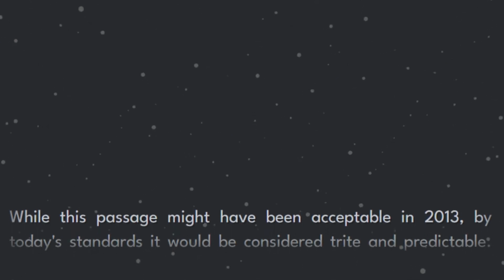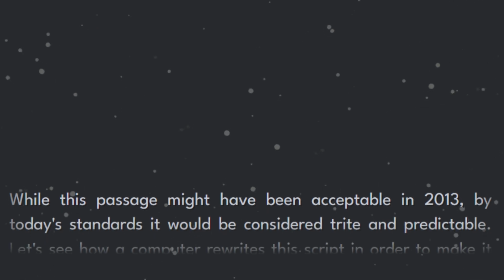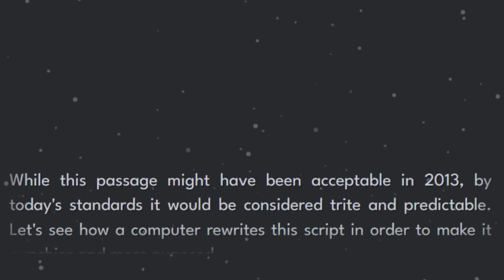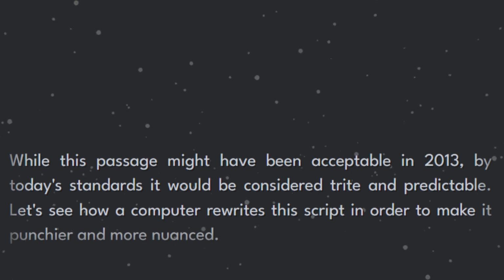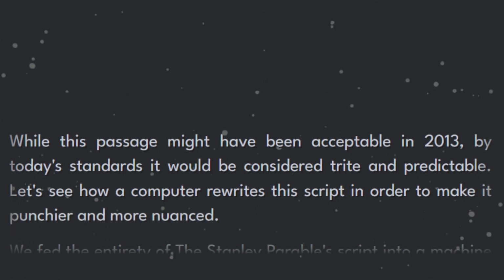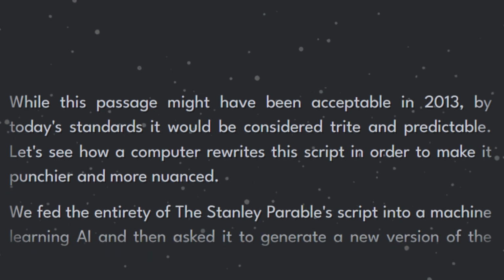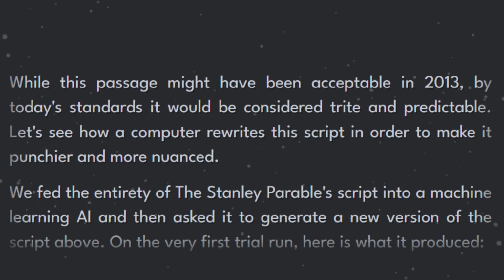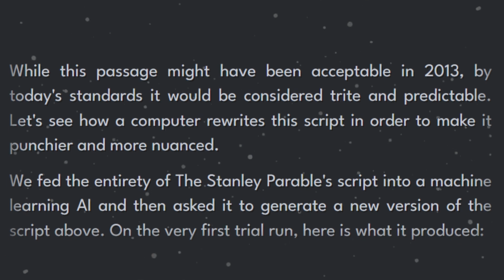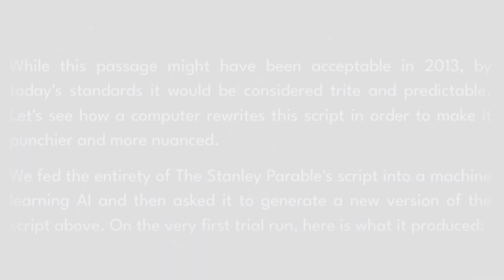While this passage may have been acceptable in 2013, by today's standards, it would be considered trite and predictable. Let's see how a computer rewrites a script in order to make it punchier and more nuanced. We fed the entirety of the Stanley Parable script into a machine learning AI, and then asked it to generate a new version of the script above. On the very first trial run, here's what it produced.